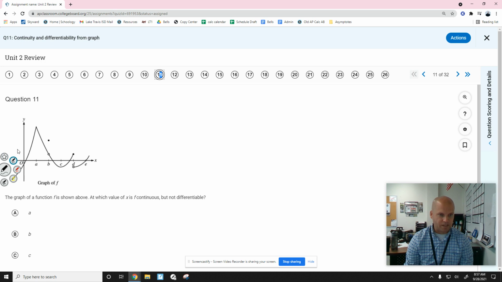When are we continuous but not differentiable? That sharp point right there. We are continuous, we connect. This hole, we're not continuous. This jump, we're not continuous. We are continuous here, but that's a sharp point. That means we don't have a tangent slope there. The slope is not 0, the slope's not positive, it's negative, it's different depending on which side you look at. So at the point A, this is the first question that we've done where it involves very minimal work. But it does involve an understanding of a concept.